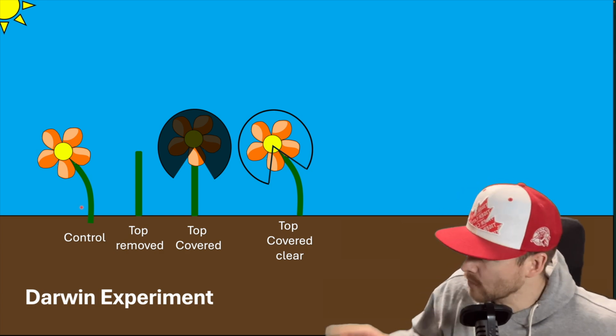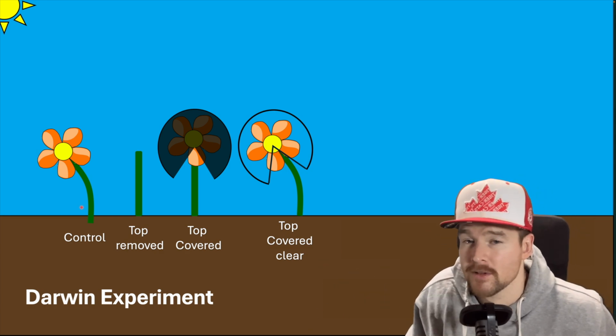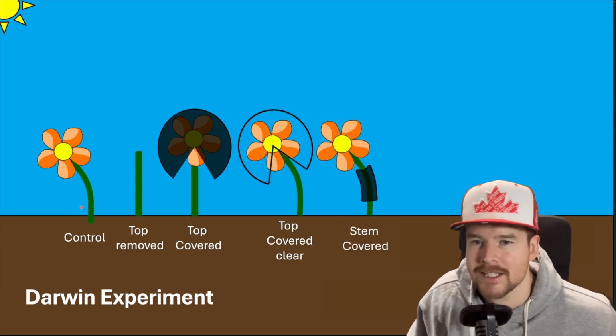But one last check to make sure it wasn't that dark cover. What if we put that dark cover around the stem? Maybe there was something that was impeding it. Let's put that dark cover around the stem, and no, it still seems to bend.